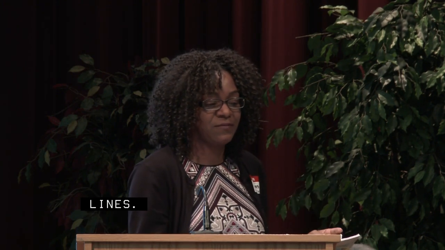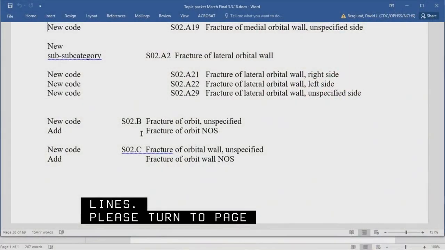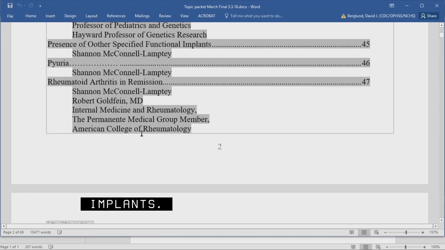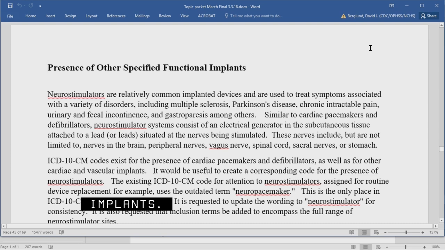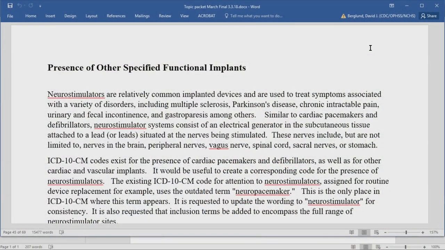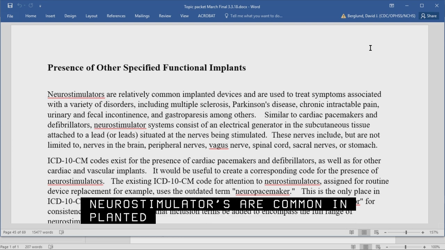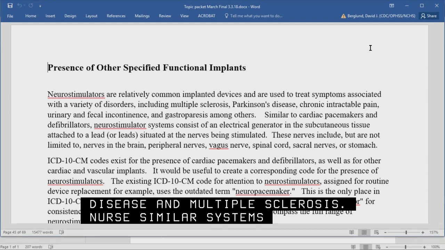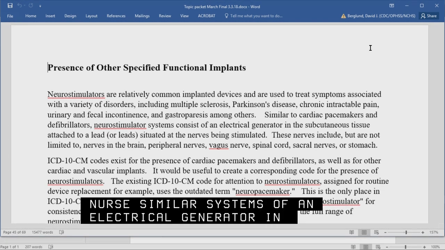The topic is presence of other specified functional implants. Neurostimulators are relatively common implanted devices and are used to treat symptoms associated with a variety of disorders, including multiple sclerosis and Parkinson's disease. Similar to cardiac pacemakers and defibrillators, neurostimulator systems consist of an electrical generator in the subcutaneous tissue attached to a lead or leads situated at the nerves being stimulated.